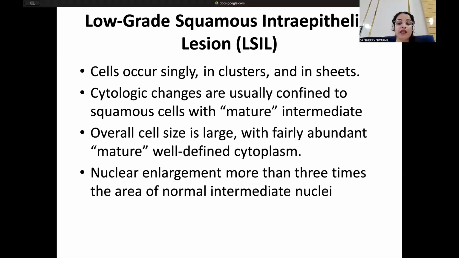Now moving towards low-grade squamous intraepithelial lesion, which is called LSIL. The cells can occur singly, in clusters, or in sheets. What we have to see is cytologic changes that are confined generally to the mature intermediate cells. Cells generally increase in size, with abundant cytoplasm. Nuclear enlargement is more than 3 times. In ASCUS we have seen nuclear enlargement of approximately 2.5 to 3 times. Definitely you cannot measure it, but you can compare it with the nucleus of intermediate cells. And in case of LSIL, the nuclear enlargement is more than 3 times. Next slide, please.